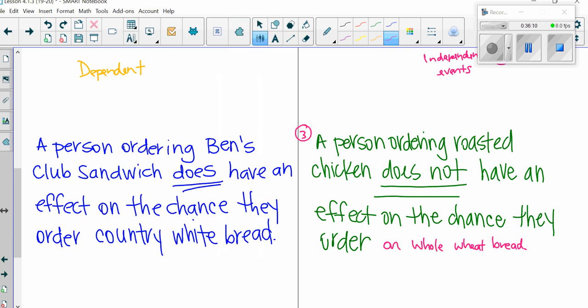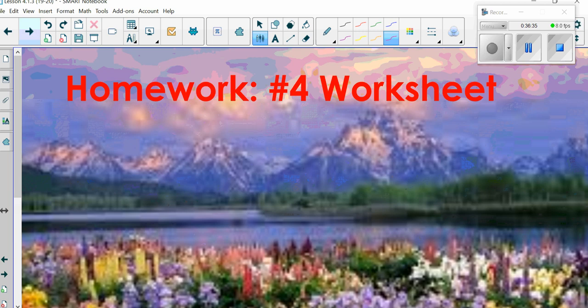Okay. Notice the fact that one does have an effect, does not have an effect. I mean, that's really the big difference. Otherwise, it's just talking about the two events. We have roasted chicken, we have whole wheat bread, and in the middle, does not affect. Okay, meaning again that they could order roasted chicken, the chance of them having whole wheat bread is not dependent on what they order.